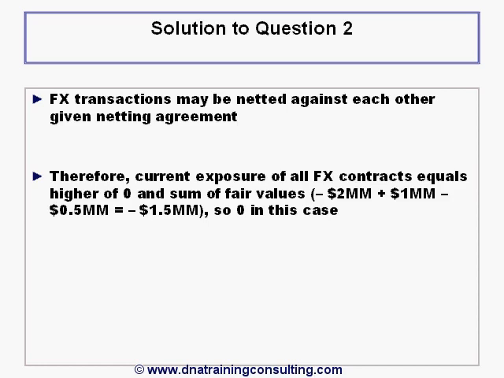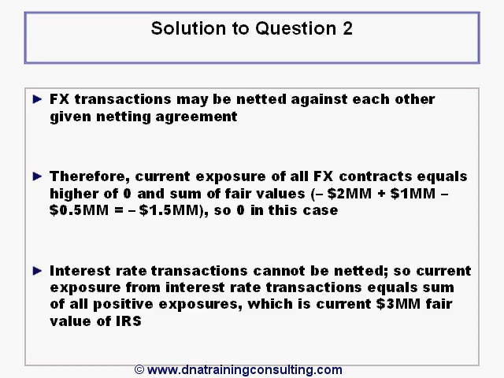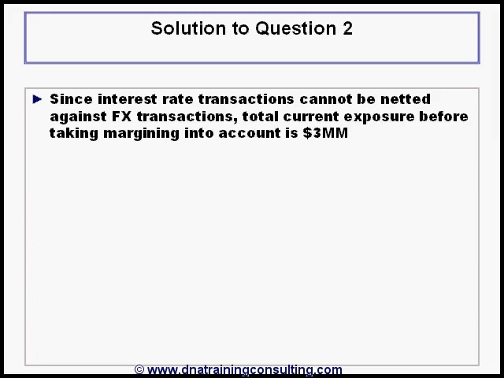The interest rate transactions cannot be netted against each other. Therefore, the current exposure from interest rate transactions equals the sum of all positive exposures, which is simply the current $3 million fair value of the IRS. Since the interest rate transactions cannot be netted against the FX transactions, the total current exposure before taking margining into account is $3 million.